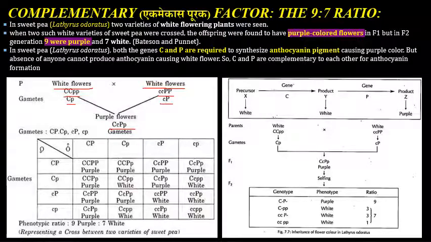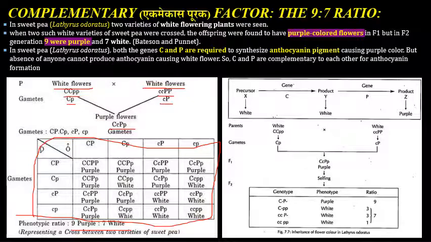So this particular F1 generation plant, after selfing, produces the F2 generation individuals seen in this Punnett square, in which the phenotypic ratio is 9:7. The 9 individuals are purple colored and 7 individuals are white colored.